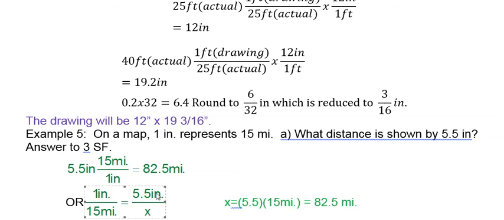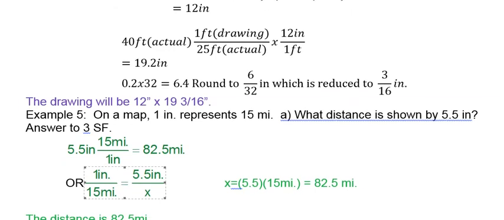So if we wanted to do it this way, you end up solving by cross multiplication, right? X times 1 equals 15 times 5.5, and so we end up with x equals 82.5 miles. So whether you use dimensional analysis or proportions to solve a question like this, some people have done this before. If you're comfortable with proportions, that's fine. I'll accept either way of answering it. You're still getting to the same answer.